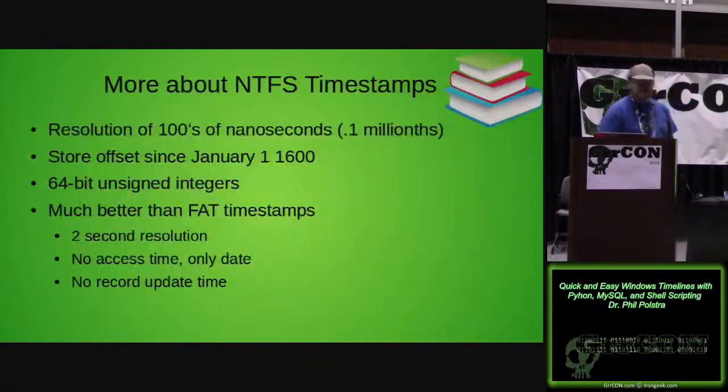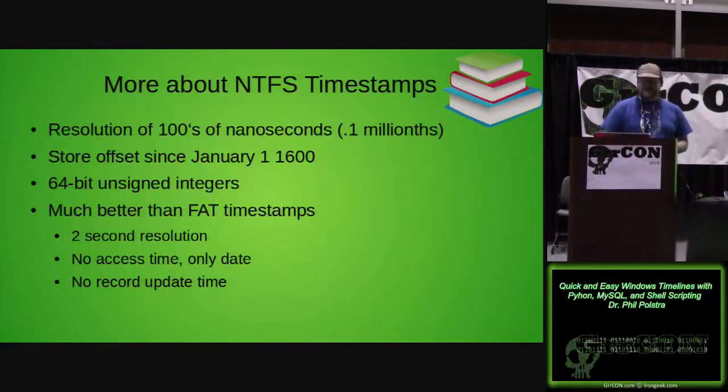A little bit more about these timestamps. So these timestamps have a pretty good resolution. They are in hundreds of nanoseconds, or 0.1 millionths of seconds. And they store the offset since January 1st, 1600, which is kind of crazy. If you look at Linux timestamps, they have the epoch of January 1st, 1970. If you look at FAT file systems, they have an epoch of January 1st, 1980.